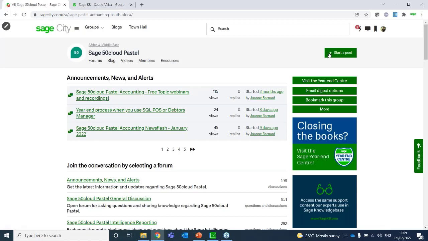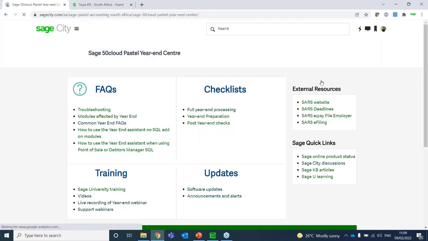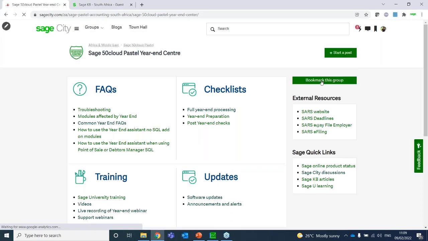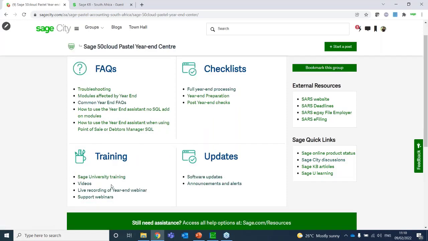Guys, that being said, as I said, Sage City is going to be one of your best friends during year-end because we have something called the year-end center. If you click on the year-end center, it is going to take you to everything year-end. It's going to take you to FAQs, checklists, training, and updates. So if you aren't on the latest 19.3.5, guys, you can go to the software updates.